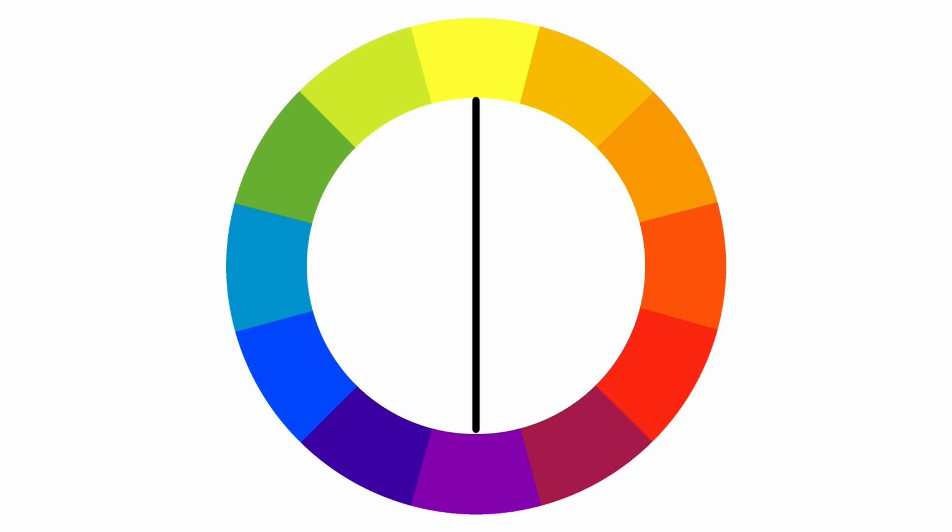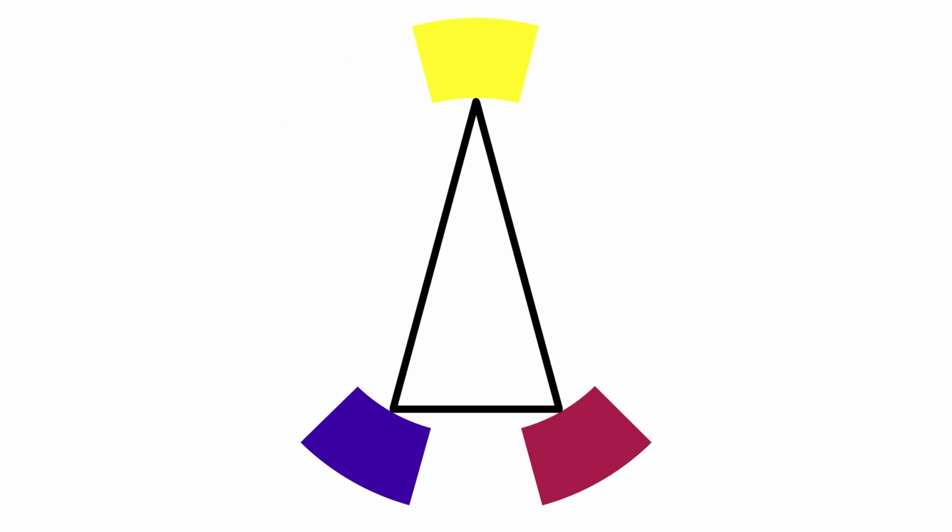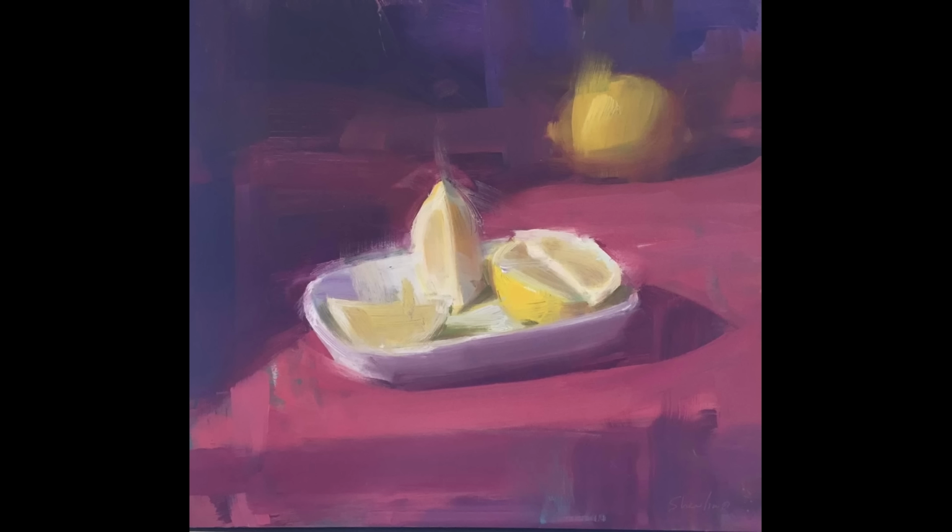We could also divide one of them. For example, a pair of complementary colors are yellow and violet. But instead of violet, we use the two closest colors, ultramarine and crimson. It's a less contrasting option than using the complementary colors directly.